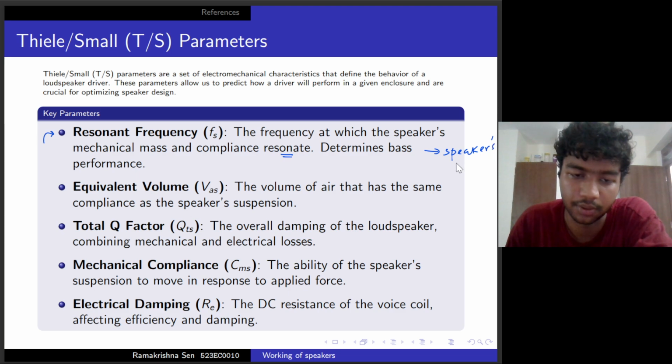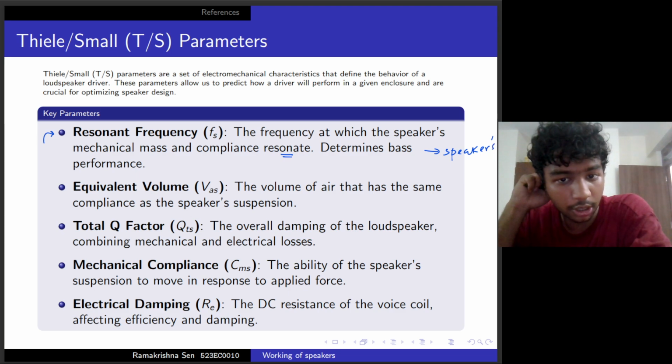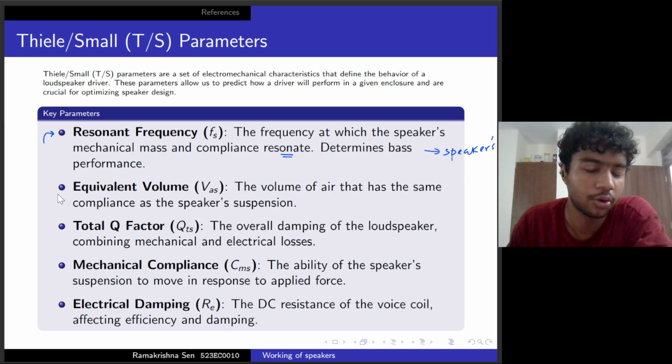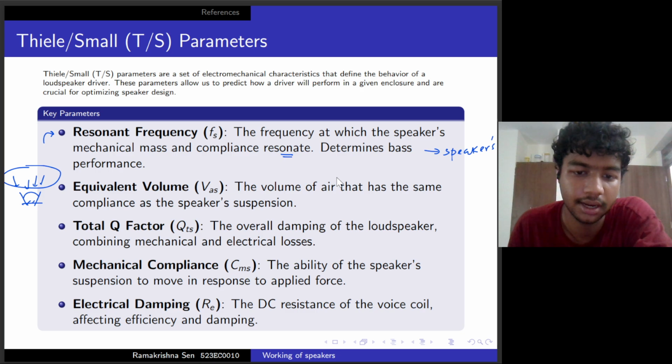Speaker's operation frequency. Then there's equivalent volume. So remember I told you about the dust cap preventing any external force from coming in, right? This same thing we are doing. This same measure, the measure of any external forces present inside, is given by the term VAS, which is equivalent volume. The Q factor, as measured in the previous slide, is just the same, the overall damping of the loudspeaker, right? The mechanical compliance is the ability of the speaker suspension to move in response to an applied force.